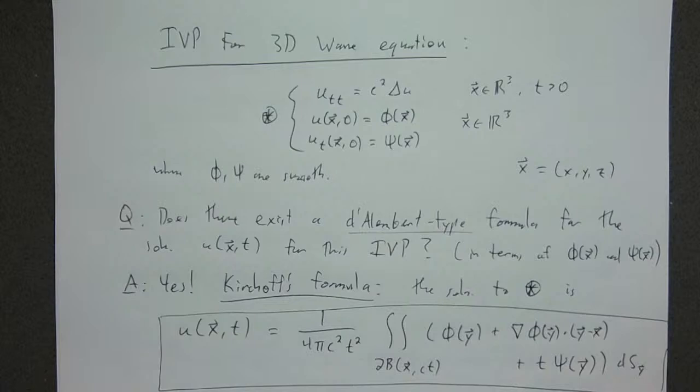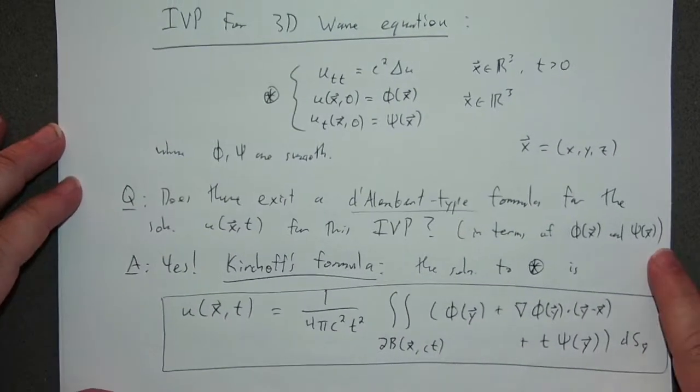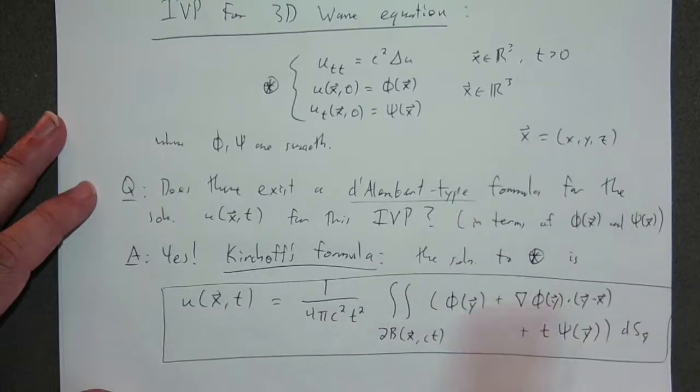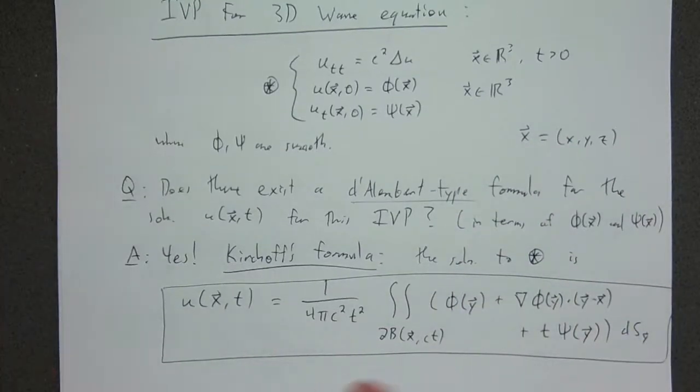And so the question here is, does there exist some kind of D'Alembert-like formula like we had in the 1D case? And there does. It's called Kirchhoff's formula. I'm not going to go through the derivation of this. There's a couple of different ways this can be done. It's touched on in the textbook.